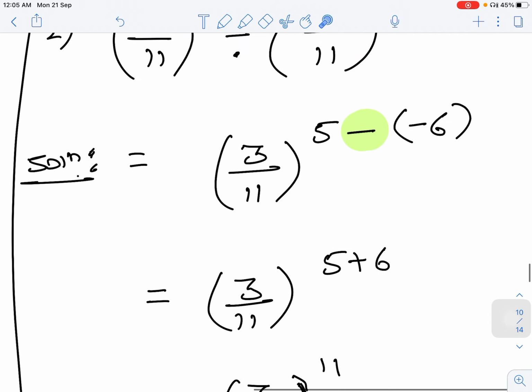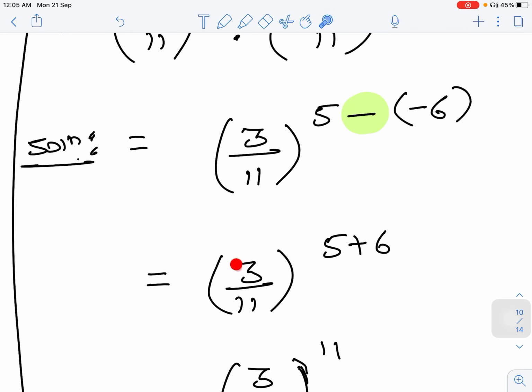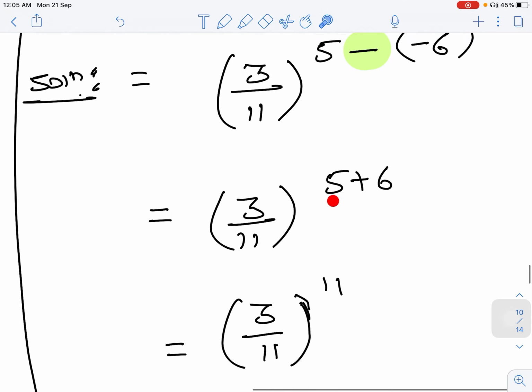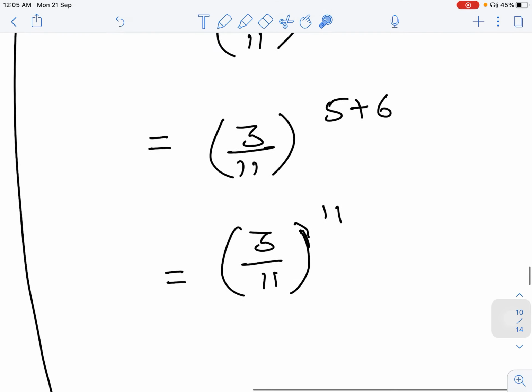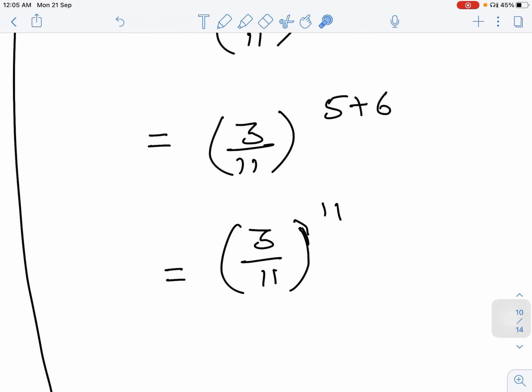Now in next step this base will be as it is, that is 3 upon 11, but this minus minus will become plus over here. So in next step we get 5 plus 6. Then next, this base as it is, that is 3 upon 11, and the power will be sum of these two, that is 11. So what is our final answer? 3 upon 11 raised to 11.